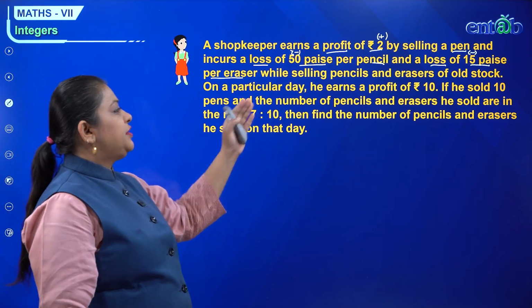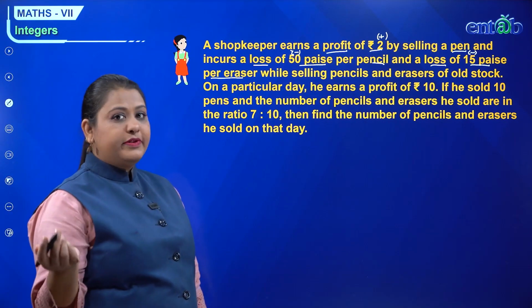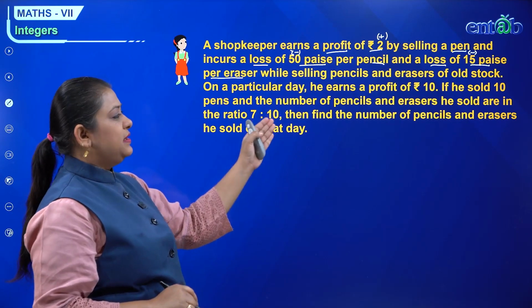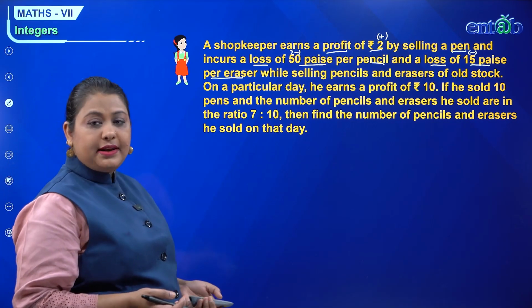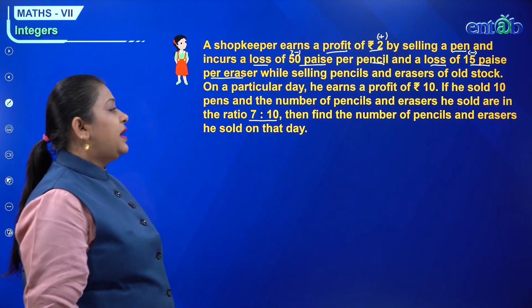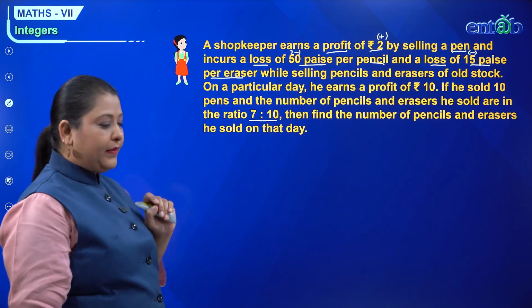Now, on a particular day, he earns a profit of 10 rupees. So, overall profit is 10 rupees plus 10, right? If he sold 10 pens and the number of pencils and erasers he sold are in the ratio 7:10. So, we are given the ratio 7:10 here. Then find the number of pencils and erasers he sold on that day.